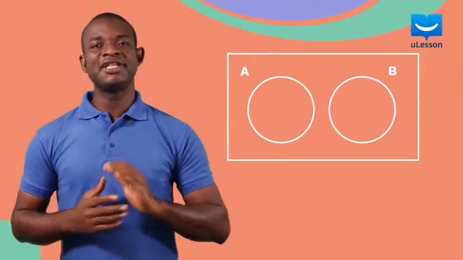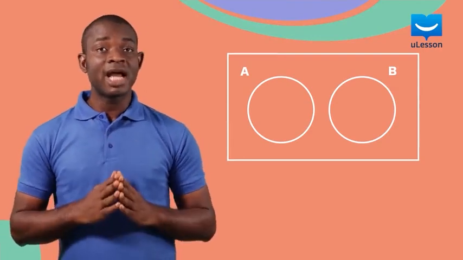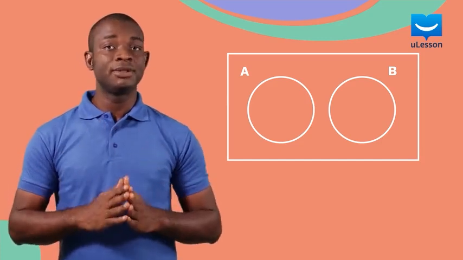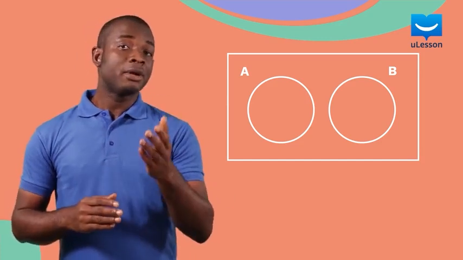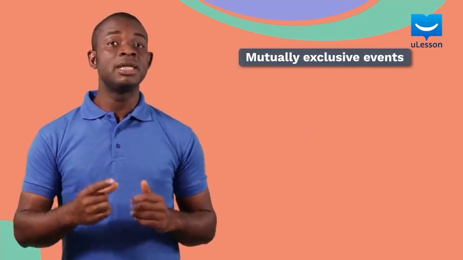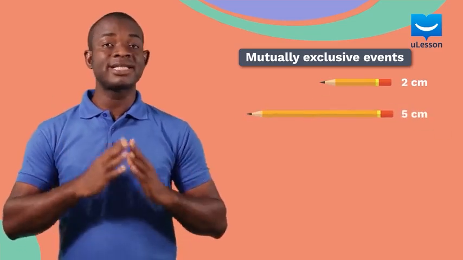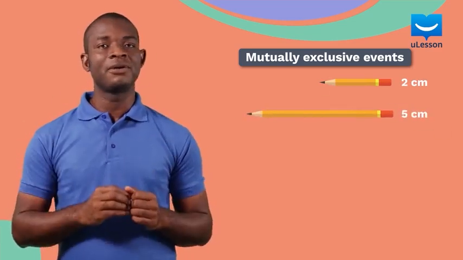Mutually exclusive events can be represented using this Venn diagram. We can see from the diagram that events A and B have no intersection. Therefore, they cannot occur together. Another example of a mutually exclusive event is that a pencil cannot be 2 cm long and 5 cm long at the same time. It is either 2 cm or 5 cm long.